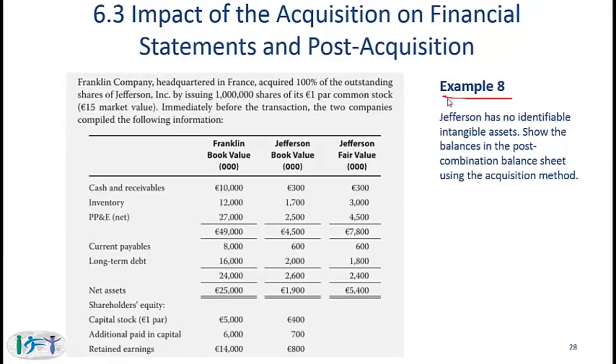Let's work through example 8 now, which demonstrates the impact of acquisition on financial statements. And I want you to read this first so you understand what's going on. To summarize the main points, we have Franklin Company, which is the acquirer. And for simplicity, we are saying that Franklin acquires 100% of the acquiree. Acquiree firm is Jefferson. This acquisition is taking place by issuing 1 million shares. Each share has a €1 par value and a €15 market value. So the total amount that is being paid is 15 million.